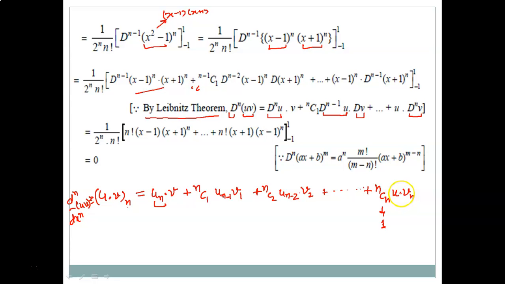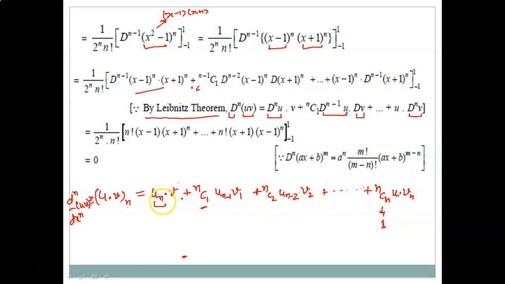So the Leibniz theorem is used to find the nth derivative of the product of two functions. Suppose we want to find the n minus 1th derivative, then how does it reduce? It reduces in this way. In place of d^n by dx^n, we should write d^(n-1) by dx^(n-1). Similarly, here it would be n minus 1. So just by replacing n with n minus 1, the whole thing will be calculated here.